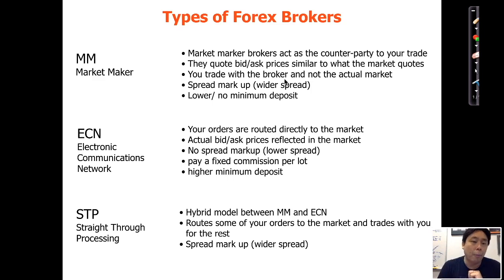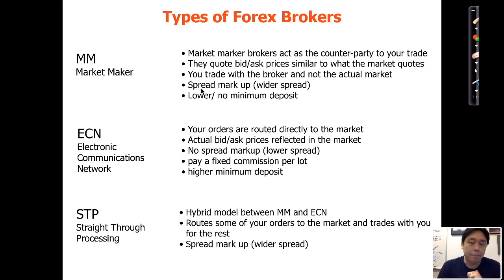And normally, market maker brokers make their commissions by marking up the spread. So if the normal market spread is 1 pip, they could mark up another 1 or 2 pips, so you see the spread as 3 pips. The markup is from the broker itself.